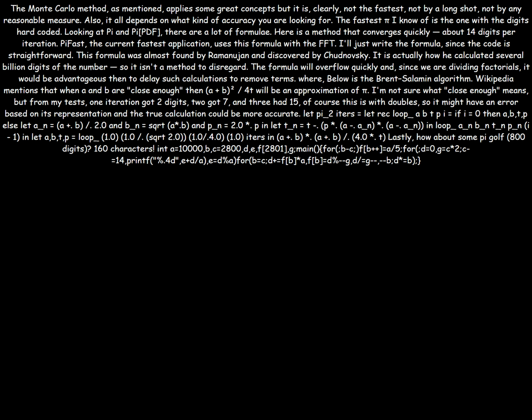I'm not sure what close enough means, but from my tests, one iteration got 2 digits, 2 got 7, and 3 had 15. Of course this is with doubles, so it might have an error based on its representation and the true calculation could be more accurate.